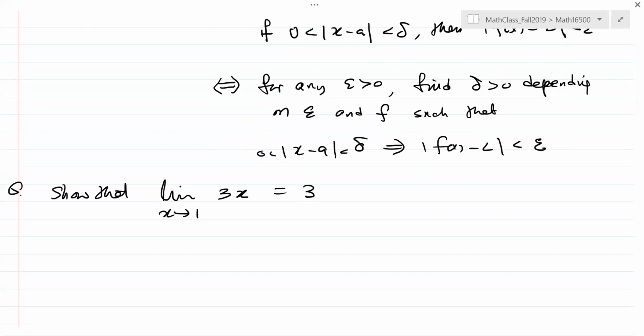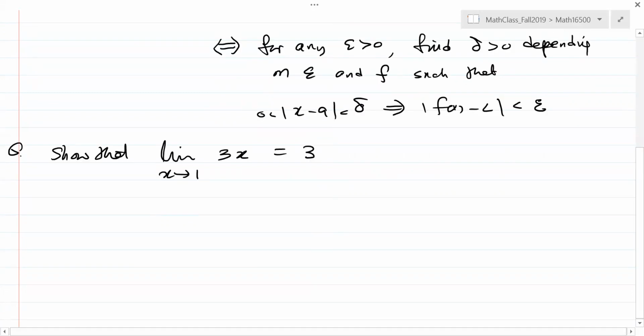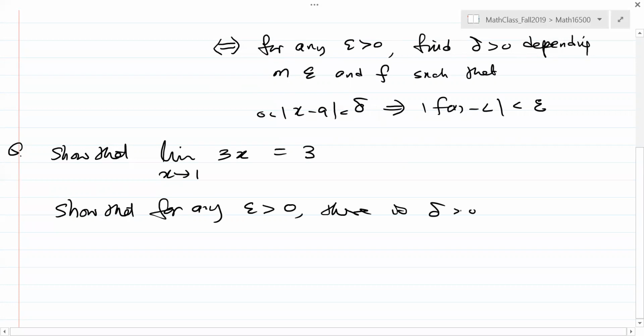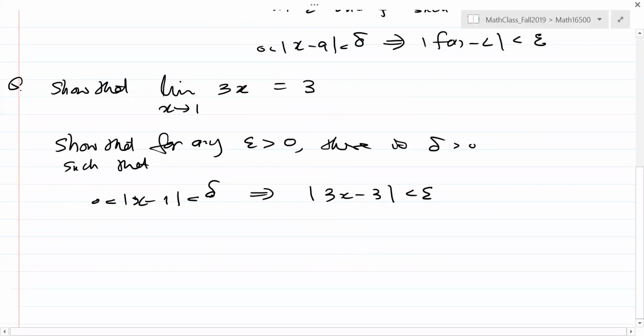So all I need to ask you to do is the following. You have to show the following statement. In other words, you have to show that for any pre-given epsilon, there is a delta, depending on epsilon, such that absolute value of x minus 1 less than delta guarantees absolute value of 3x minus 3 less than epsilon. Given epsilon, I just need to find the delta so that the inequality on the left-hand side implies the inequality on the right-hand side.